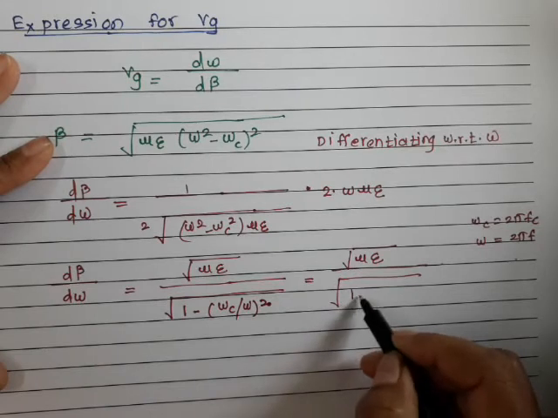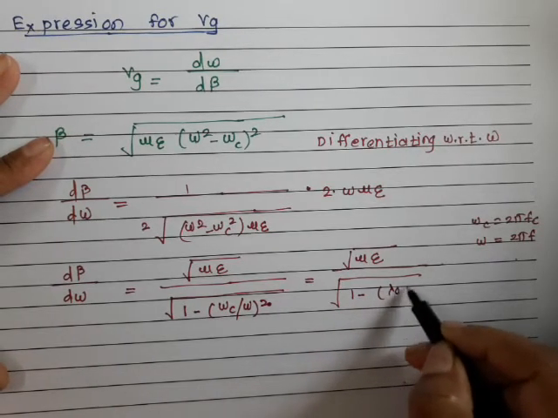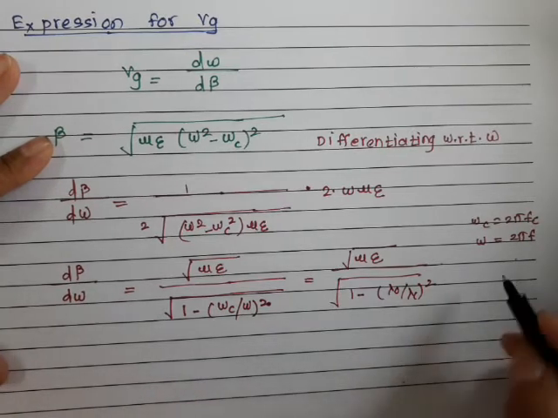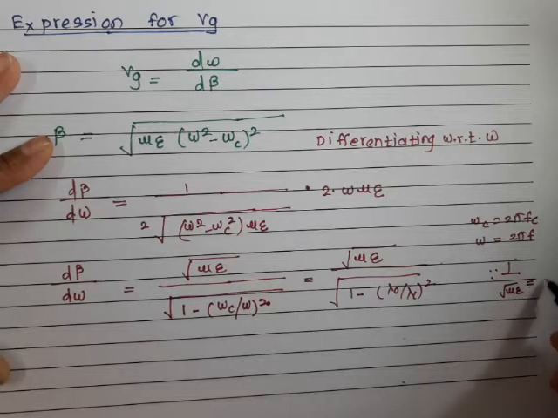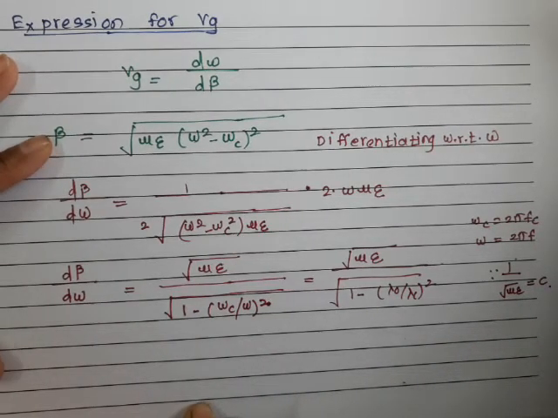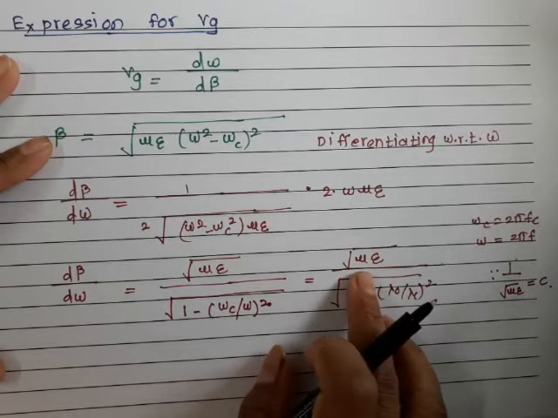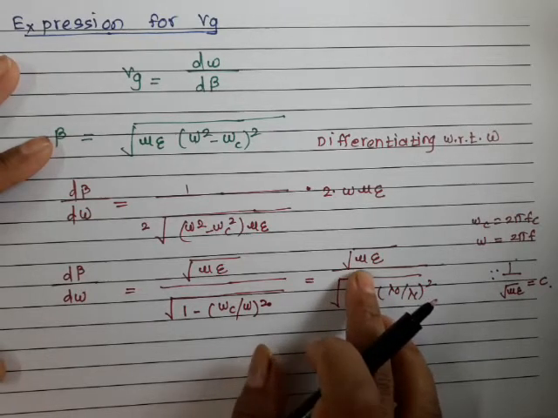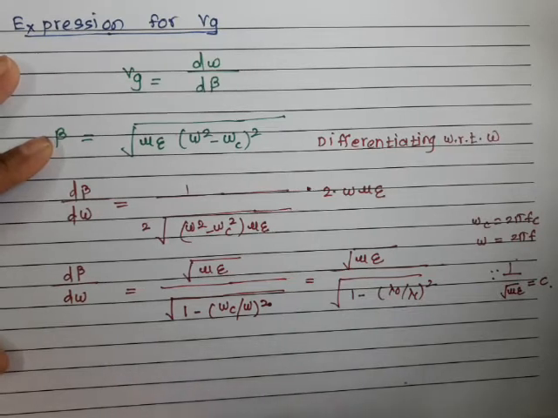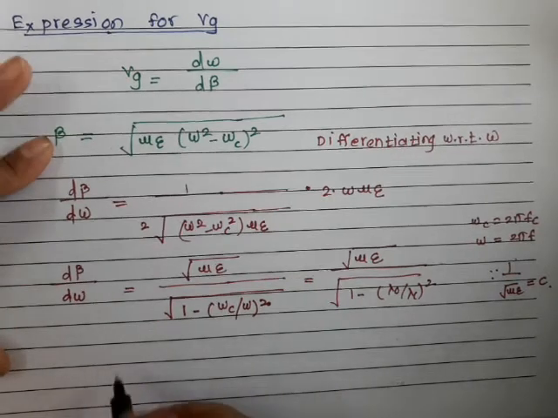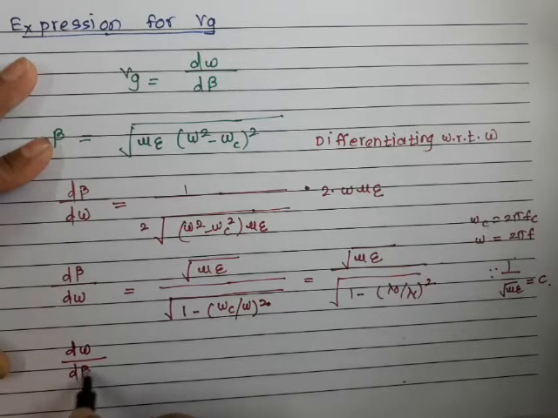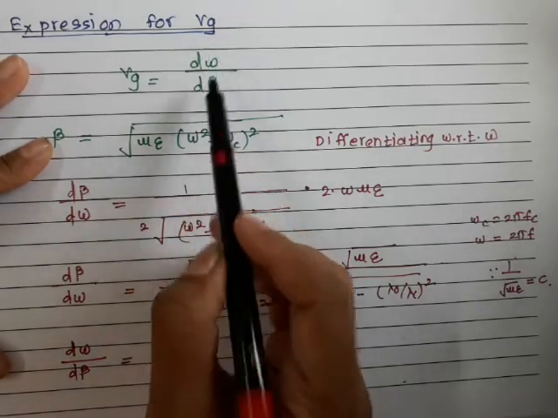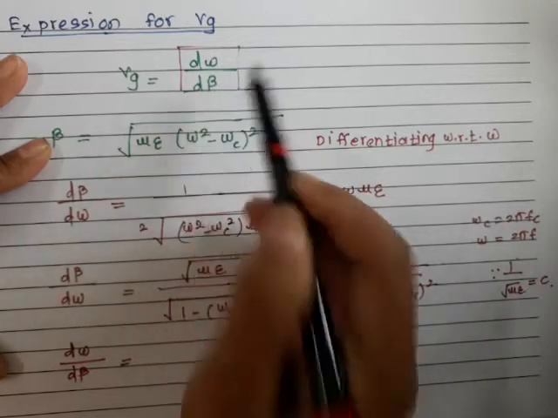So 1 minus lambda 0 by lambda c whole square. Now as we know that 1 upon root mu epsilon is nothing but c, we can put that over here. Now this we can write as beta equal to omega root mu epsilon, so this you can write as d beta. Now what we will do, we'll write d omega by d beta because we are interested in Vg, and Vg is nothing but d omega by d beta, so we will invert it.